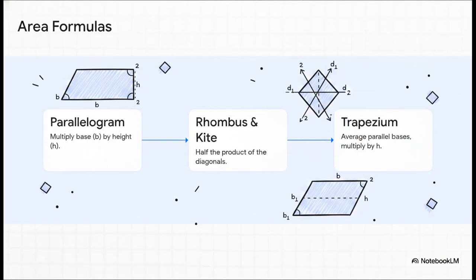And the procedure is remarkably simple once you know the properties. Standard parallelograms, and by extension, rectangles and squares, just need you to multiply the base by the height. Super easy. Rhombuses and kites, because they have those uniquely perpendicular crossing diagonals, you just rely on multiplying those diagonals together and halving the result. And trapeziums require you to average the top and bottom parallel bases before multiplying by the height. See? The structural rules literally write the formulas for us.